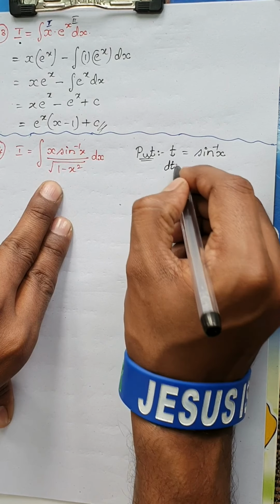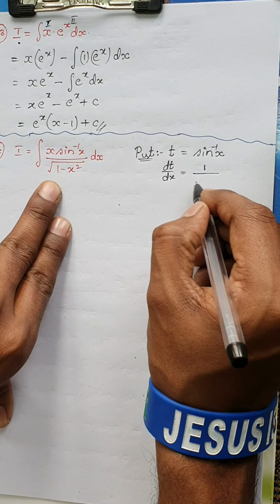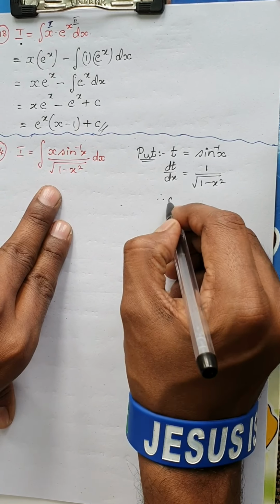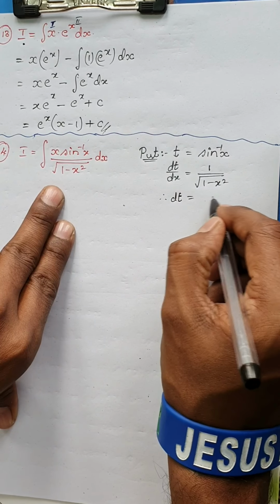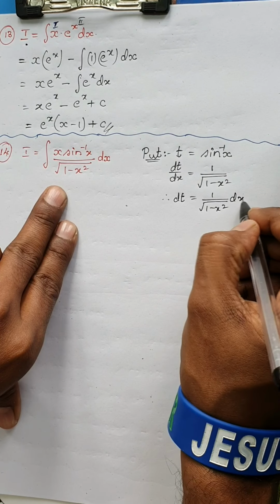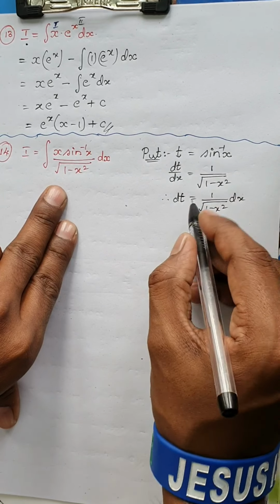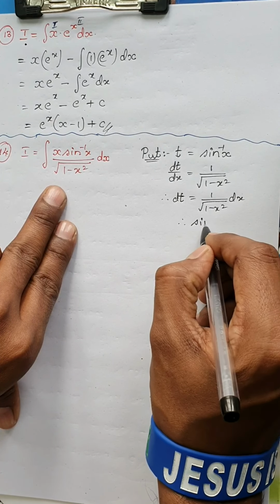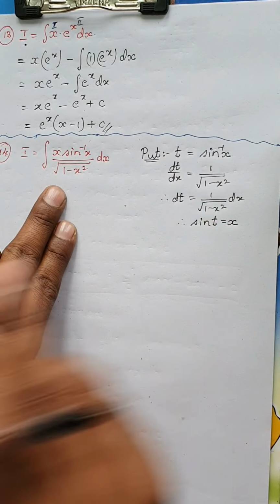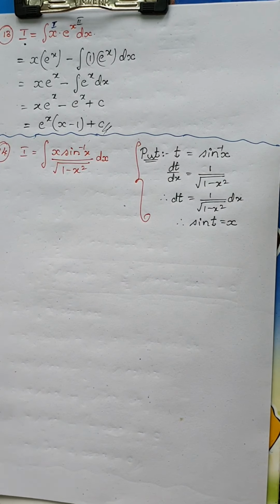So if you differentiate with respect to x, dt by dx would be, now the derivative of sine inverse x, we know it, is 1 divided by root of 1 minus x square. Therefore dt would be 1 divided by root of 1 minus x square into dx. This is the standard result. And one more thing, if t is equal to sine inverse x, then sine t is nothing but x, applying sine on both sides. I think you are comfortable with this procedure in inverse trigonometric functions.